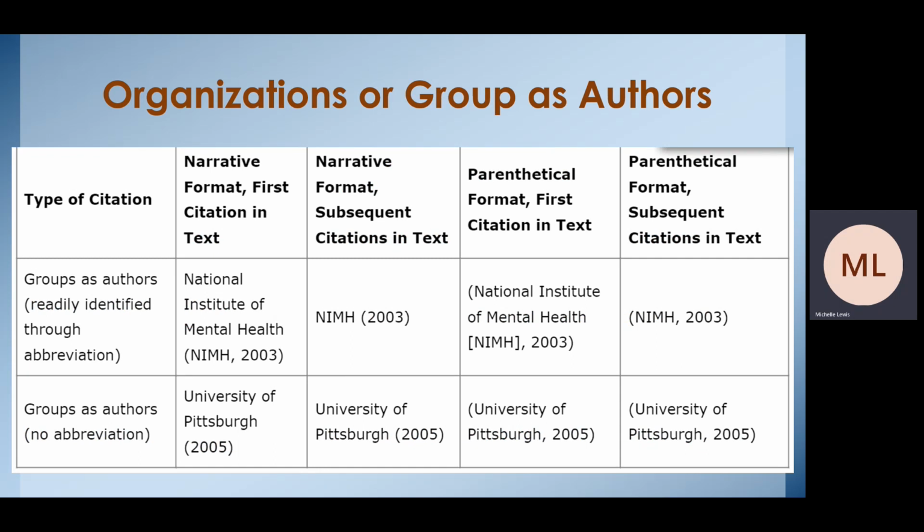Organizations or groups as authors. Type of citation, we will still be looking at the narrative format when compared to the parentheses format. Groups as authors, readily identified through abbreviation. For the narrative format, in the first citation, the group name, National Institute of Mental Health, abbreviation, and the year of publication in brackets.